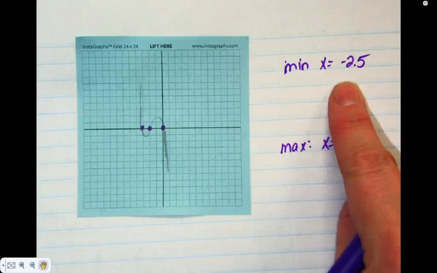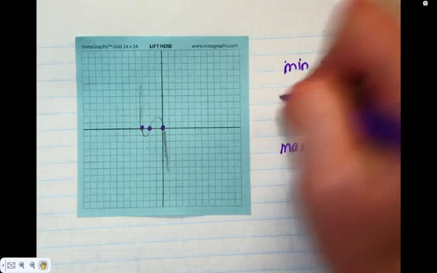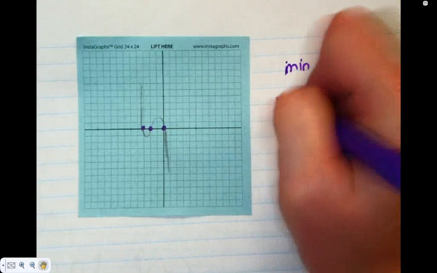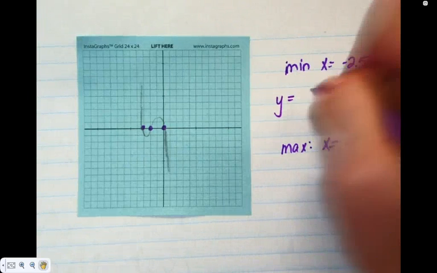I just need to find their y-coordinates. And if I could find their y-coordinates, we'd be able to finish the graph. How do we find any y-coordinate if we have the x-coordinate? Plug it in. So I'm just going to go back to the original question. I'll start with the negative 2.5.